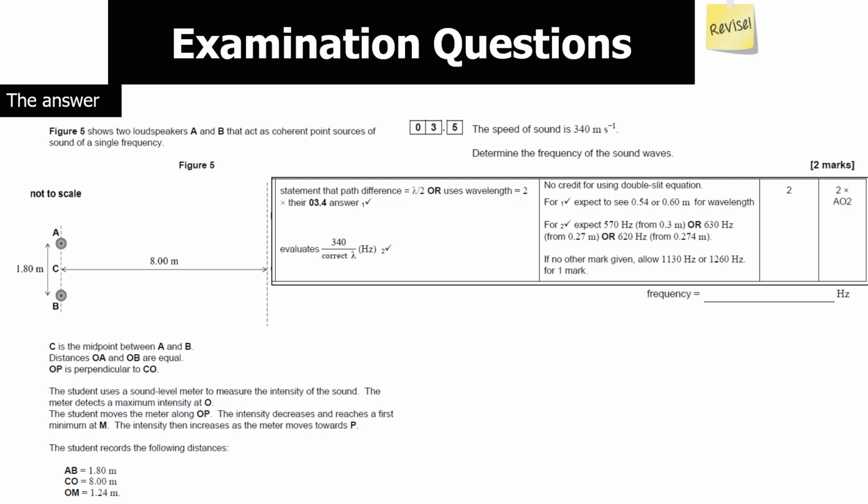So what you can do is get your answer to the previous question, which is your path difference, and work it through to get your wavelength as 2 times the answer previously. Then we can say that 340 over lambda is going to equal your frequency. Because we know that v equals f lambda, f is going to be v over lambda, so it's 340 over the wavelength you just calculated, to get approximately 570 or 630 hertz.